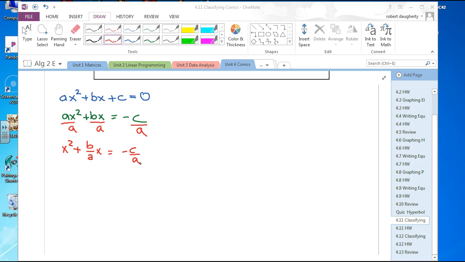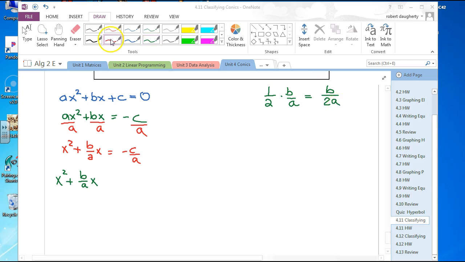Complete the square. Okay, so to complete the square on the left side, I've got x squared plus b over a x. So b over a, I need to find the number that is what? I need to take half of that number and then square it, okay? So what do you get when you take 1/2 of b over a? Guys, it's multiplying two fractions. b over 2a. That's half of b over a.